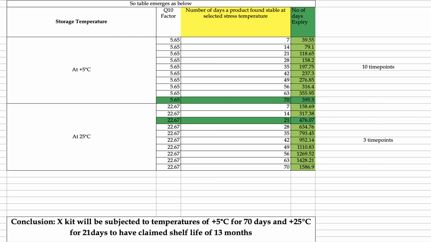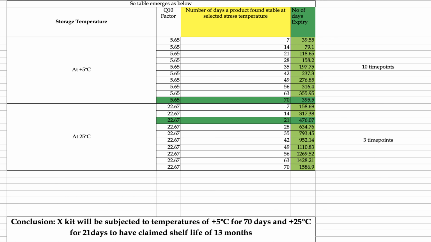So my friends, you can see that at 70 days, which is at 10 weeks, I can claim a shelf life of 395.5 days, which was my target to calculate. As I told you, my product claim shelf life was 12 months, but I was supposed to calculate this shelf life for 13 months. So now there were 10 time points. You can assume, if I drag this up, it becomes 10 time points.